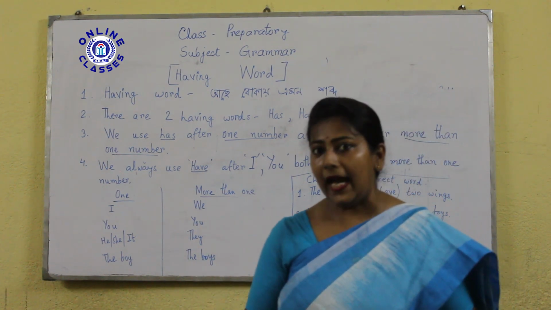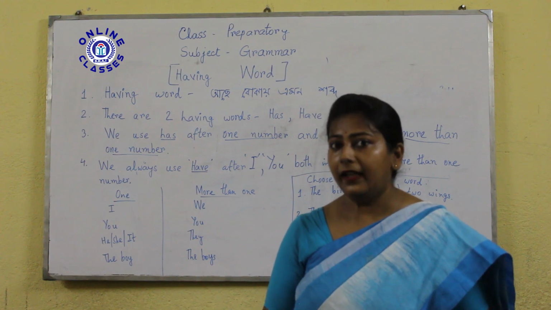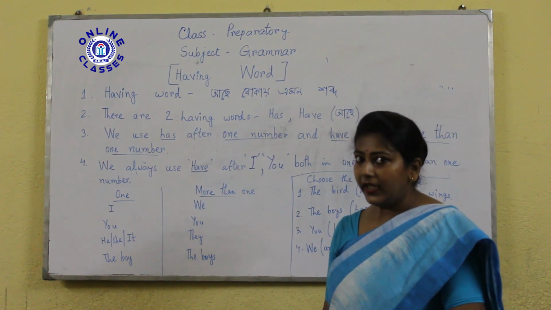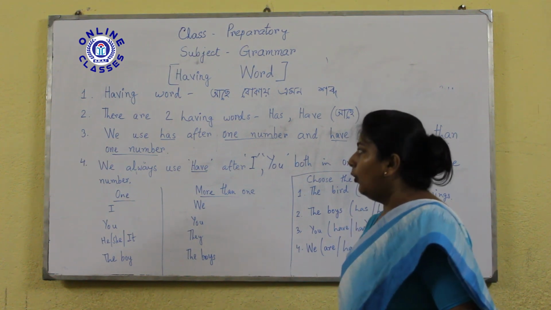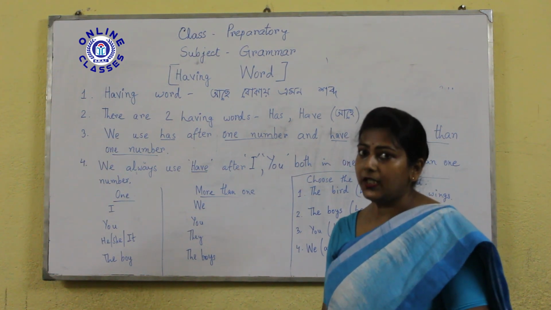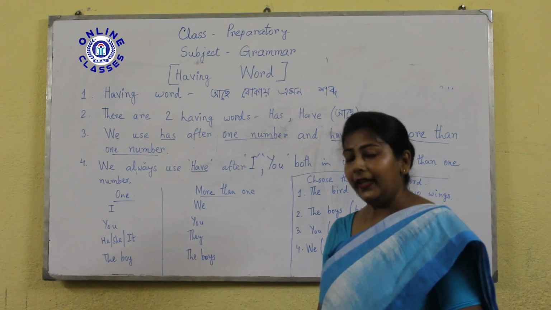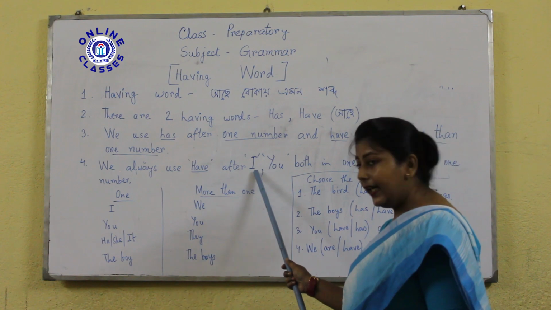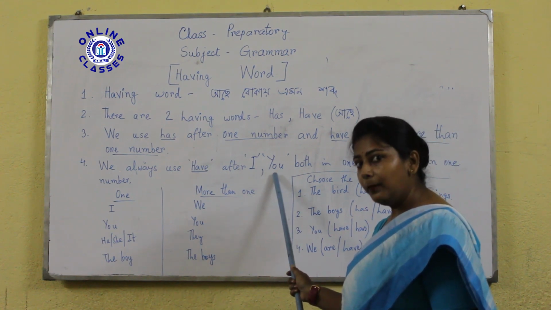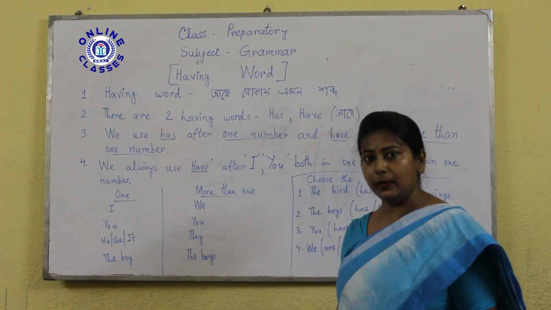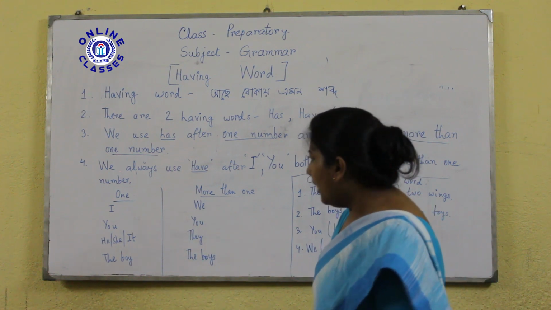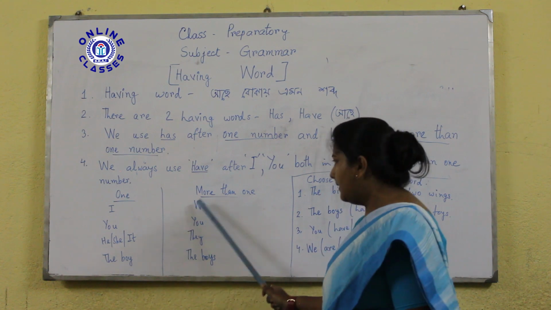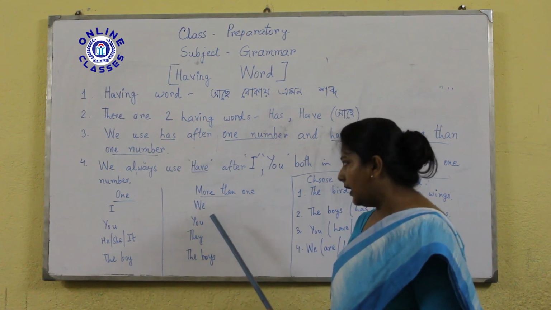We know that I is one number and you is used both as one number and more than one number. But we never put has after I and after you in one number. We always put have after I and you, both in one number and more than one number. Now, I am showing you a chart. One side is for one number and another side is for more than one number.